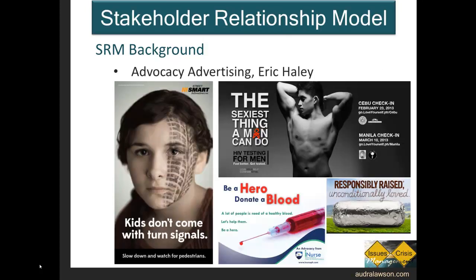Eric Haley was interested in understanding how consumers reacted to advocacy advertising, that is, advertising that focuses on causes and not necessarily just product-based advertising. He was interested in the stakeholder perspective and how stakeholders reacted to different types of messages. He initially identified three perceptions in the context of advertising. First, the perception of the organization and the self, arguing that a central component of the consumer's understanding of advocacy message was their perception of the relationship between the organization and the consumer.